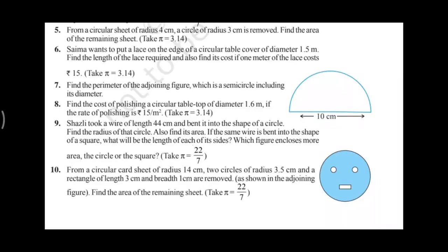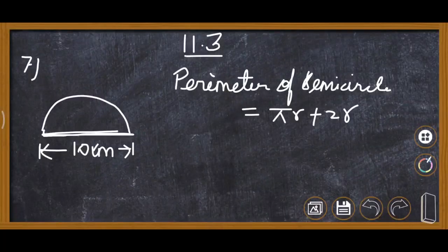This is question number 7. Find the perimeter of the adjoining figure, which is a semicircle including its diameter. So you know that a semicircle is made up of half circle and then diameter. So the formula here we will apply. First of all we will find the circumference. Here directly the formula we will apply: pi r plus 2r. So here you can see that this figure is a semicircle. So perimeter of semicircle formula is pi r plus 2r.